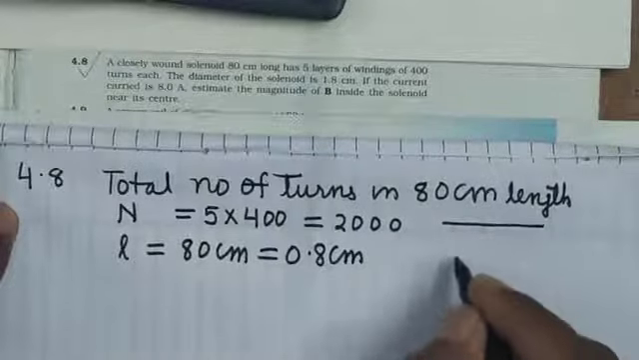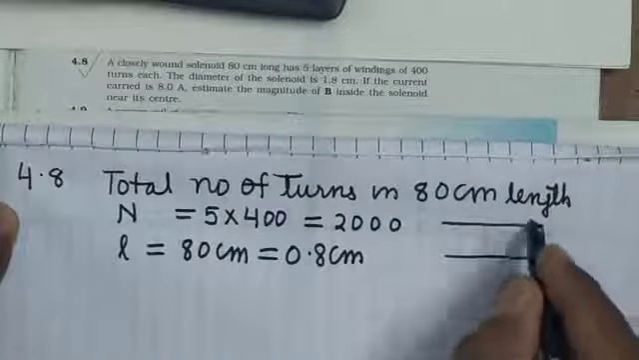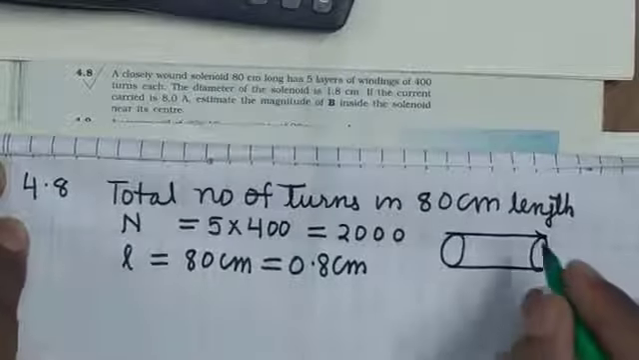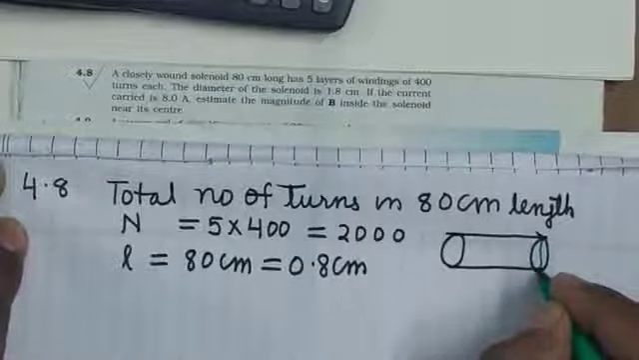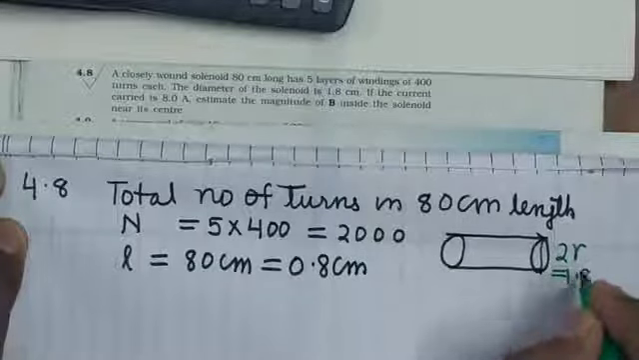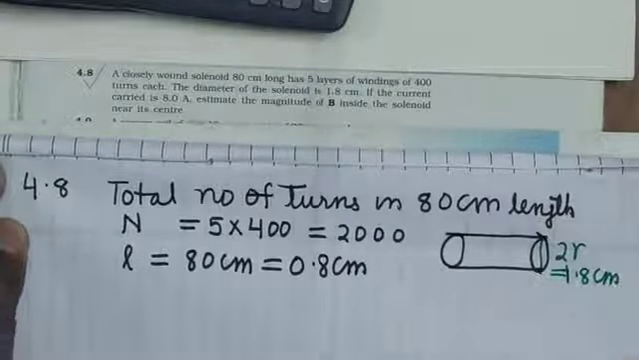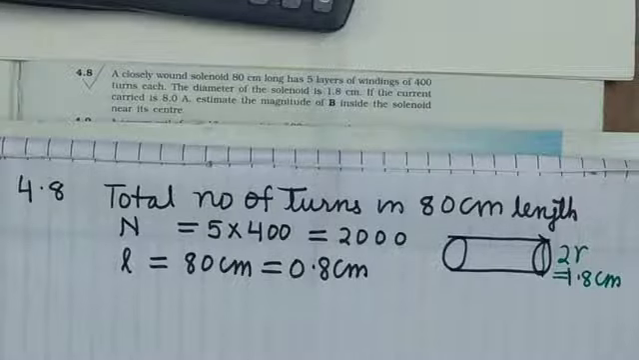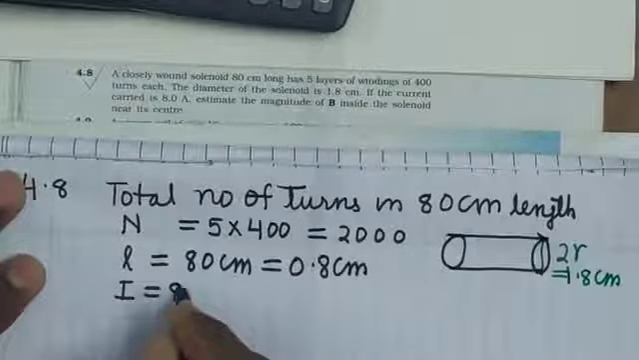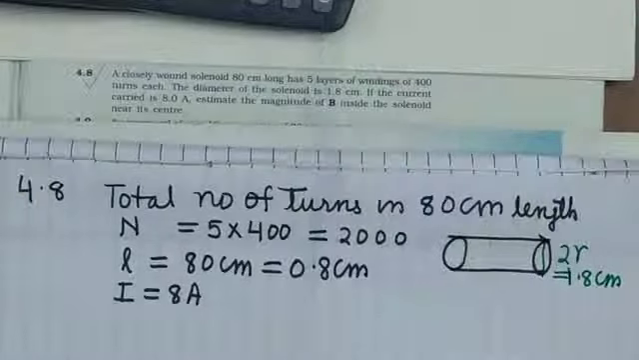Diameter of the solenoid means this thing. This is given as 2r equals 1.8 centimeter. If the current carried is 8 ampere, the solenoid is carrying how much current? 8 ampere. You have to estimate the magnitude of magnetic field inside the solenoid near its center.